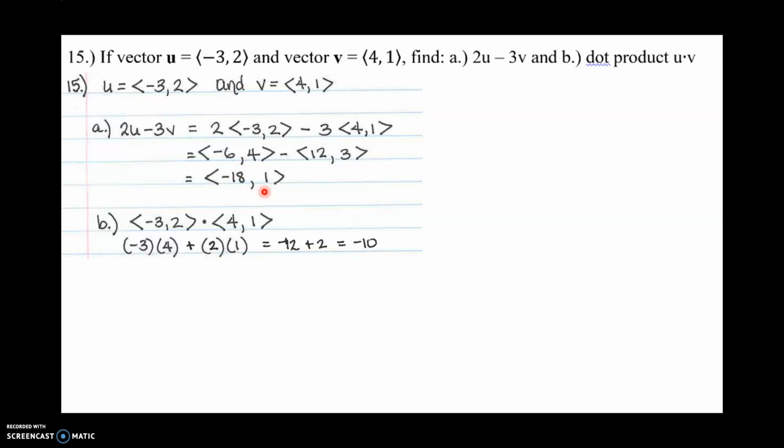And then the last thing was the dot product of those two vectors. For the dot product, we multiply their first values, so negative 3 times 4, and we multiply their second values, so 2 times 1, and then we add the two products that we get. So we would have negative 12 plus 2, which gives us negative 10.